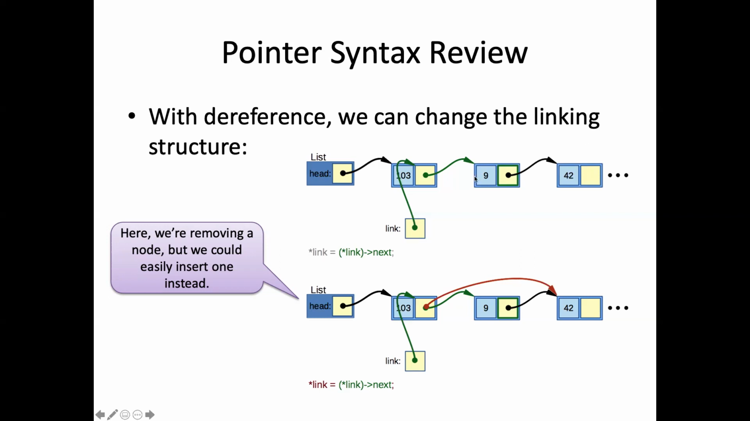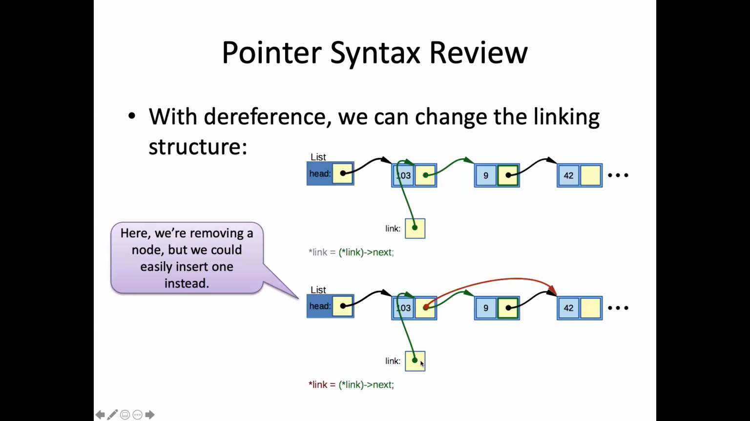Let's say we wanted to remove this node with the 9 in it. If we take link and we dereference it, and then assign to that, well, if you take link and dereference it, you're talking about this pointer. If you assign it to that pointer, you can actually change where it points. You could make this next pointer point somewhere else, including skipping over this node. And that's what we're doing down here at the bottom of the slide.